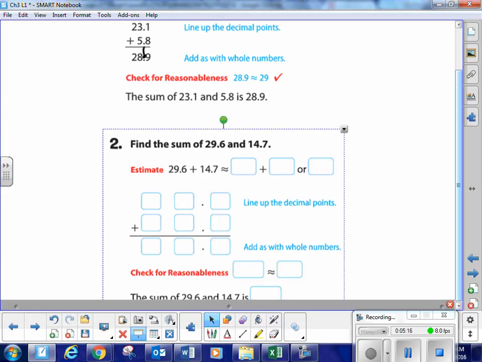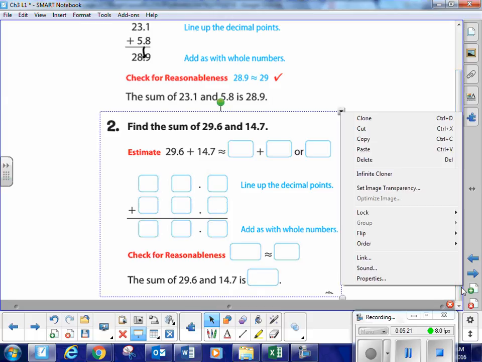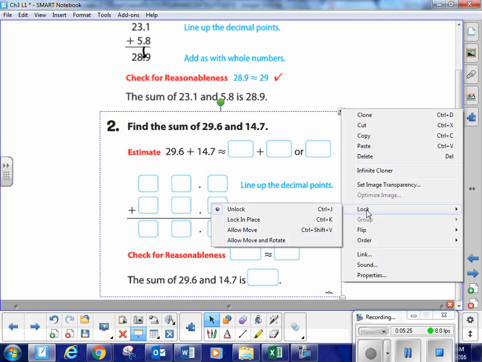Okay, I don't like the way that is set. Let me move it up a little bit. Okay, excellent. Let me do it again. Lock it in place. Lock. Sorry about this. Whoop. Hit the wrong one, of course.